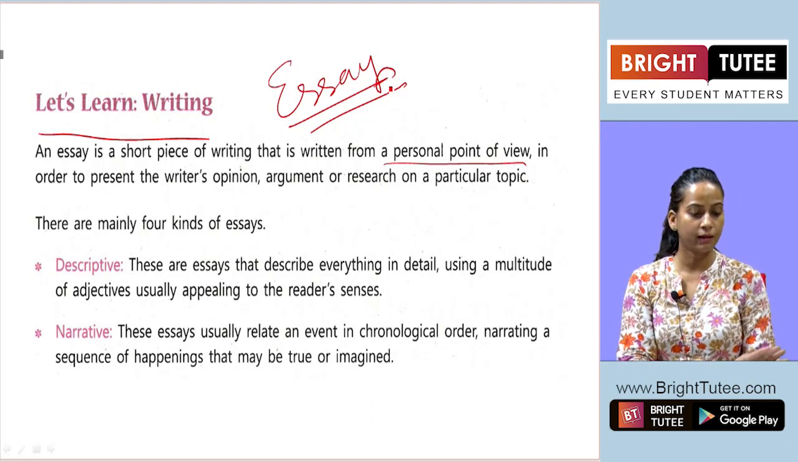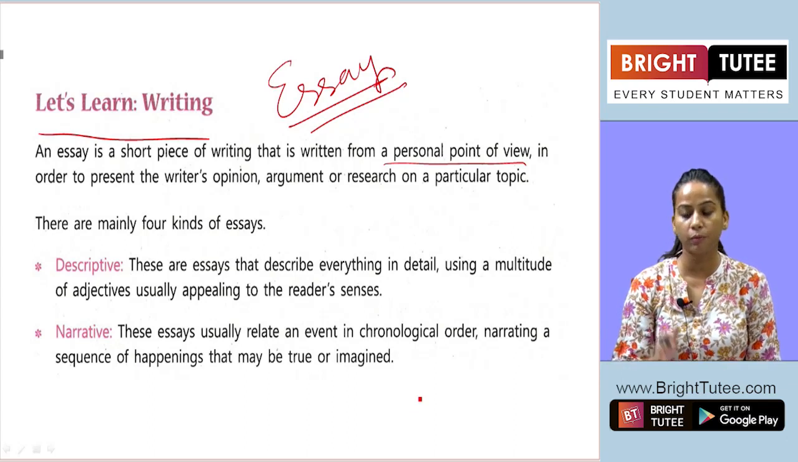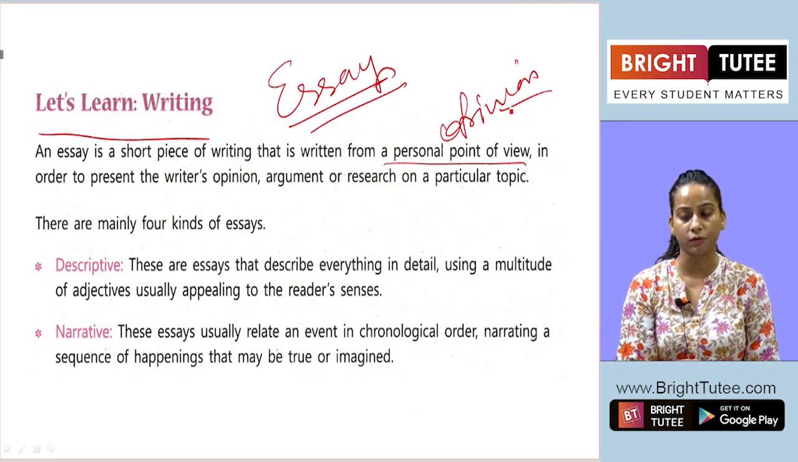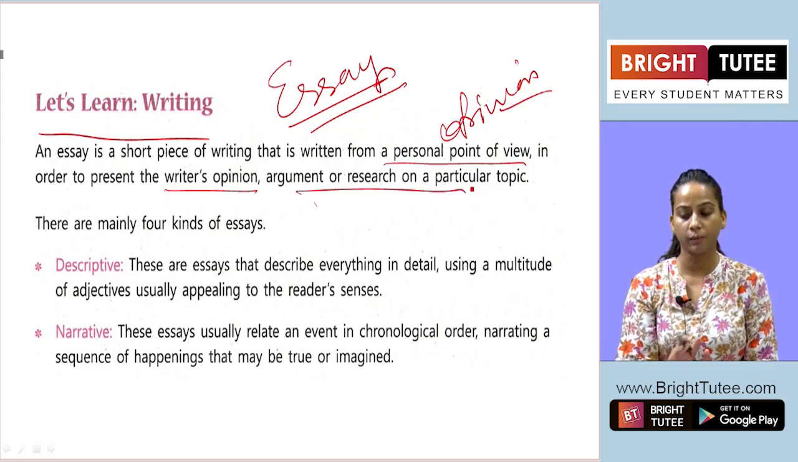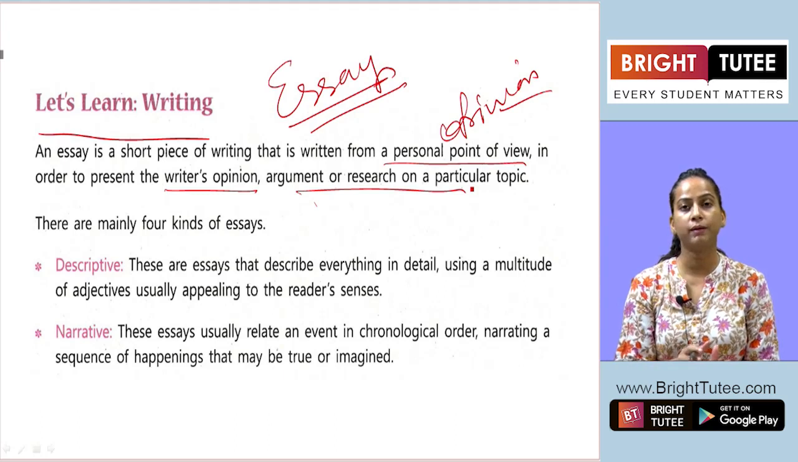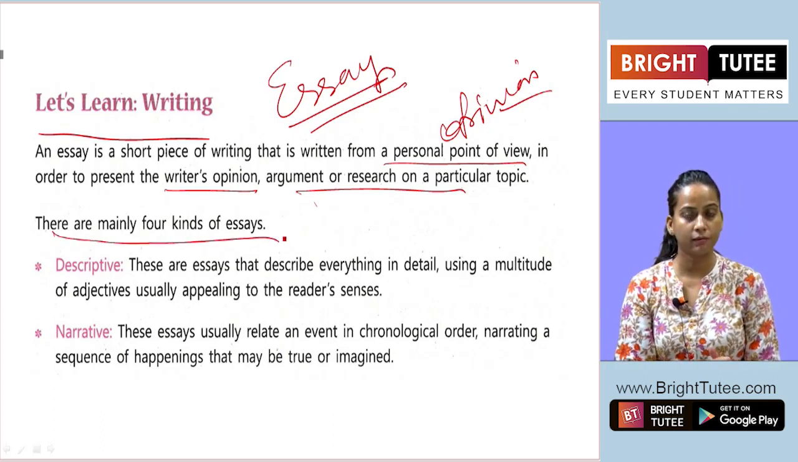Whenever we are writing an essay, it's a short piece of writing which is written from a personal point of view, personal opinion we can say. It is totally based on one's perception, in order to present the writer's opinion, argument or research on a particular topic. So when you are writing an essay, it is totally based on your viewpoint, ideas, your own thoughts or beliefs. Clear? There are mainly 4 kinds of essays that we have to discuss here.